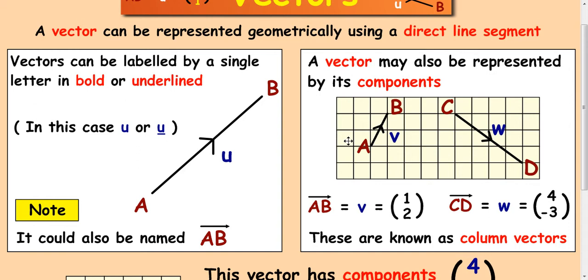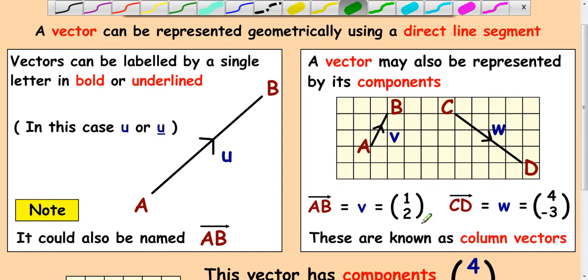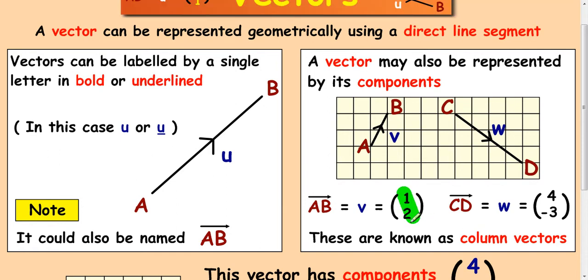A vector may also be represented in component form. This is component form here, this idea of the components 1 and 2. So vector AB, or we can call it v, with a wee underline in your jotters, is (1, 2). Notice it's up and down, like in a column format, rather than side by side as you would see in coordinates.